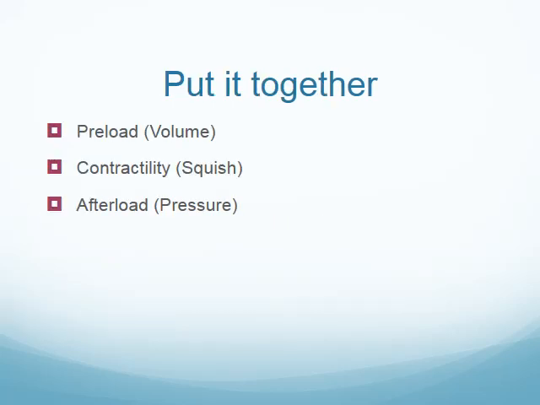So putting it together, there's three things that affect Frank Starling's law. That's going to be your preload, the contractility, and the afterload. Preload is the amount of volume that is provided into the ventricles by the atria. It's just the number of milliliters that are pumped into the ventricles before they contract. The contractility is the amount of squish that you have, how hard the ventricles contract, and the afterload is the pressure that the ventricles have to pump against to get the blood where it's going.